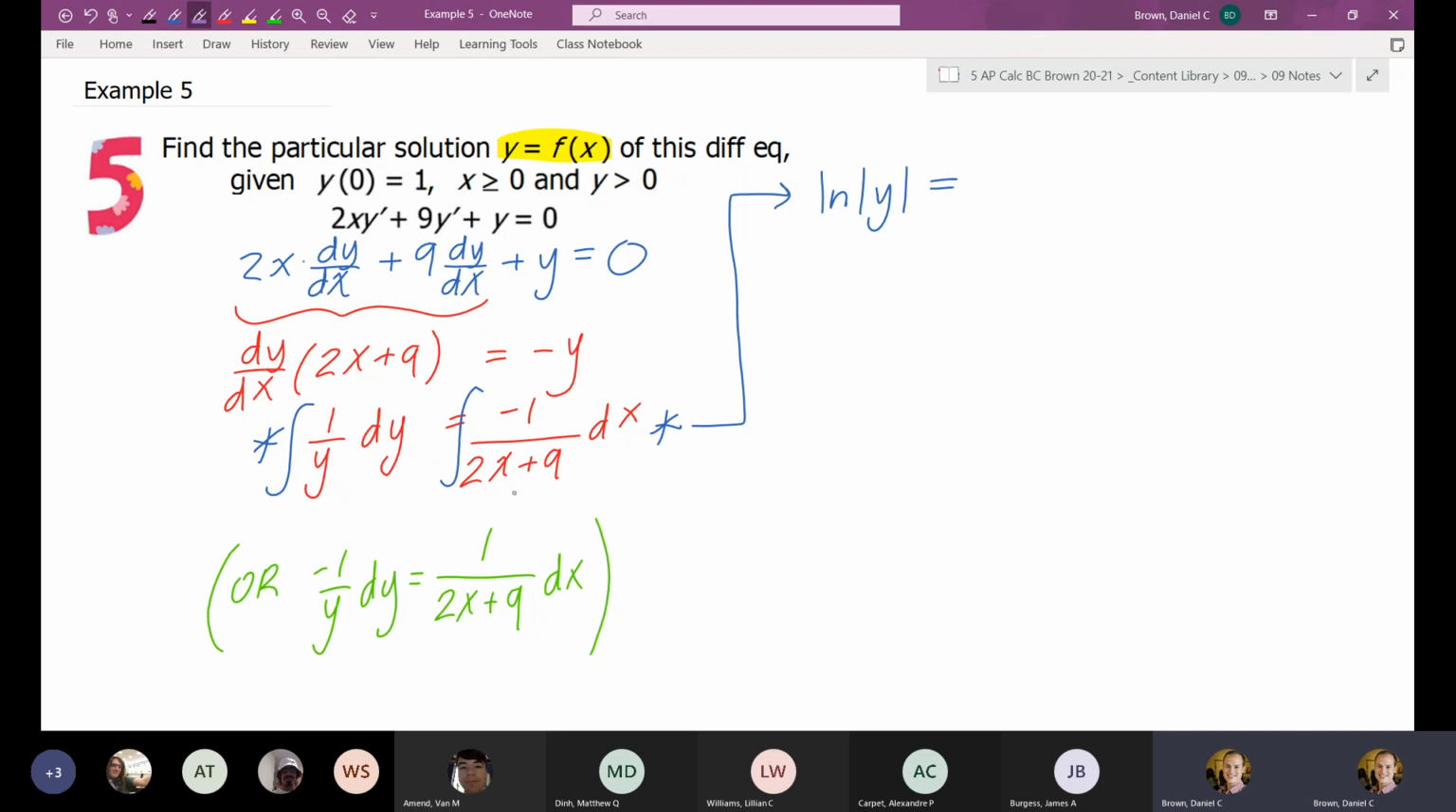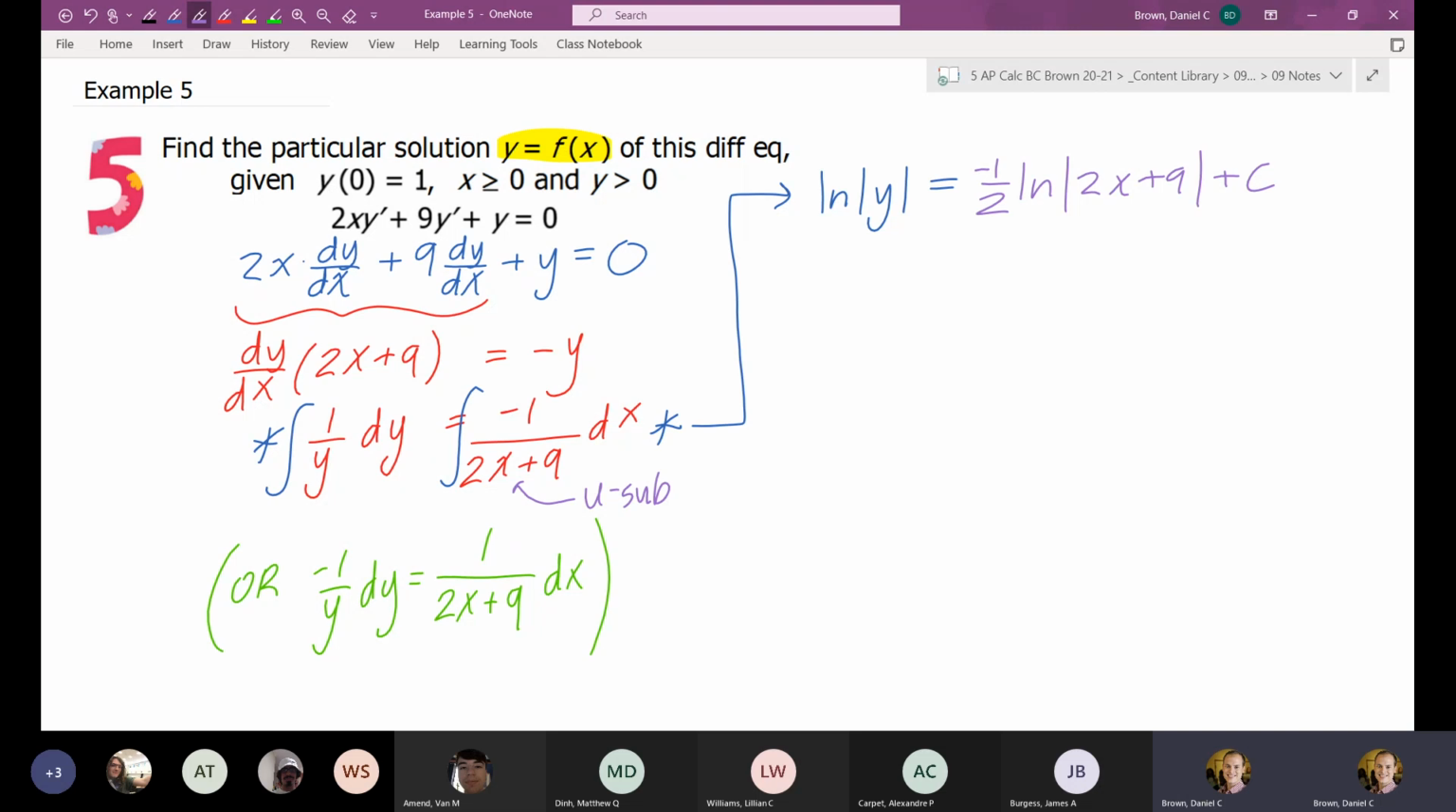U sub, right? If you're looking at the denominator, that denominator is 2x plus 9, so that will be your u. U prime would then be 2, so your coefficient would then become negative 1/2, the natural log of the absolute value of 2x plus 9 plus c. So that is what we would call the general solution. We separated and then we found the integral.